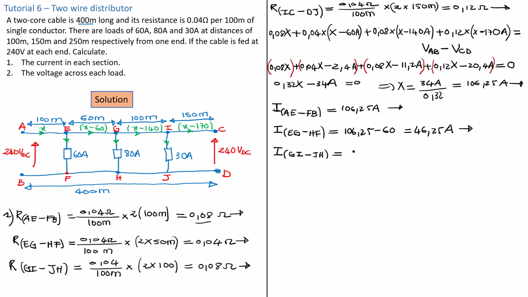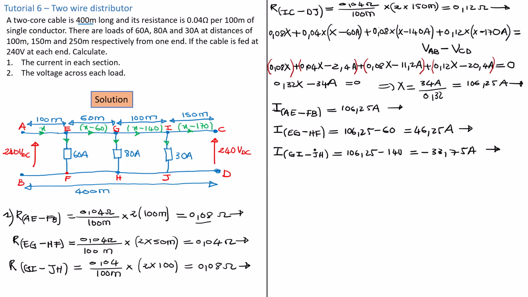And then the current in the next section, so that is I GI to JH, and that is equal to X minus 140. So that is 106.25 minus 140. Okay, now you can see that you're going to get a negative current, and that is minus 33.75 amps. And that is precisely because these two potentials are basically equal. So we're going to have this one pushing the current into this direction, while this one trying to push the same current in this direction.